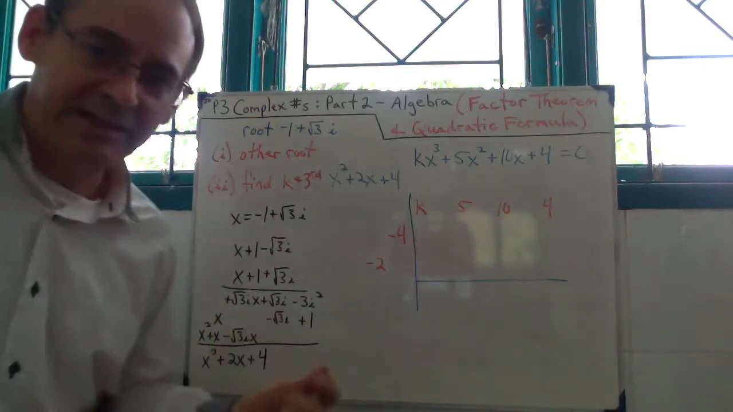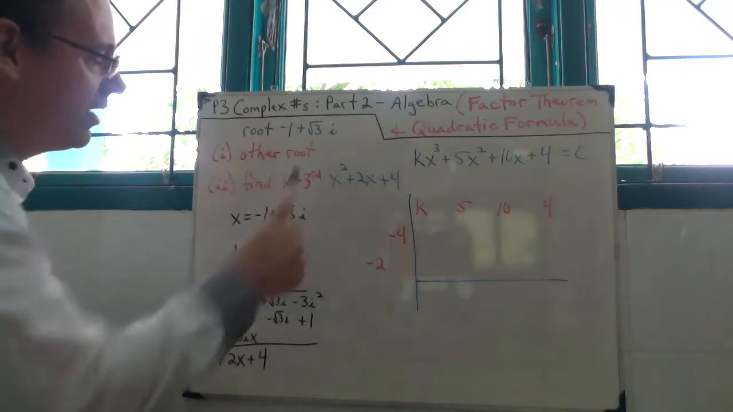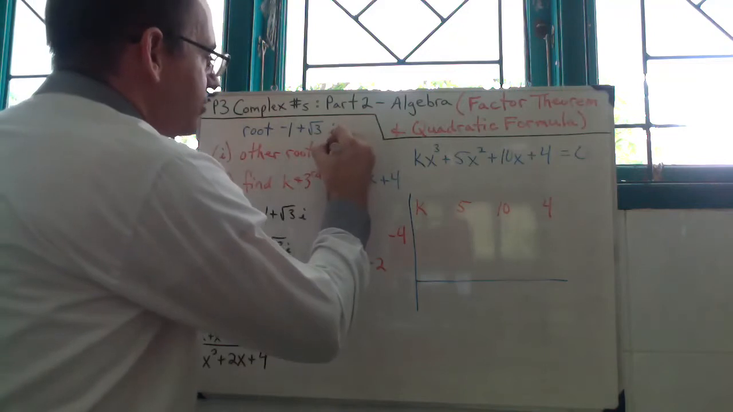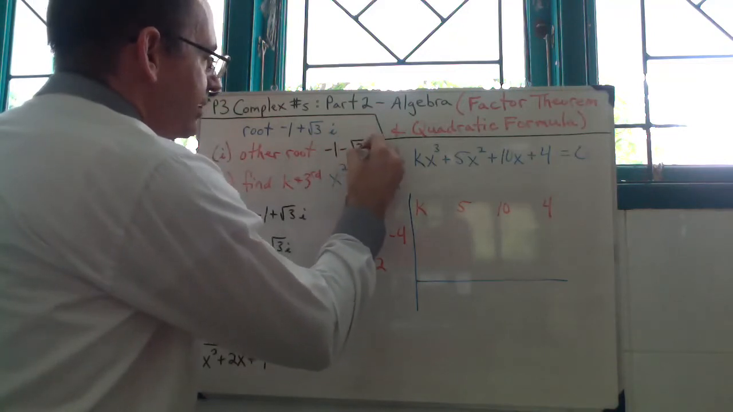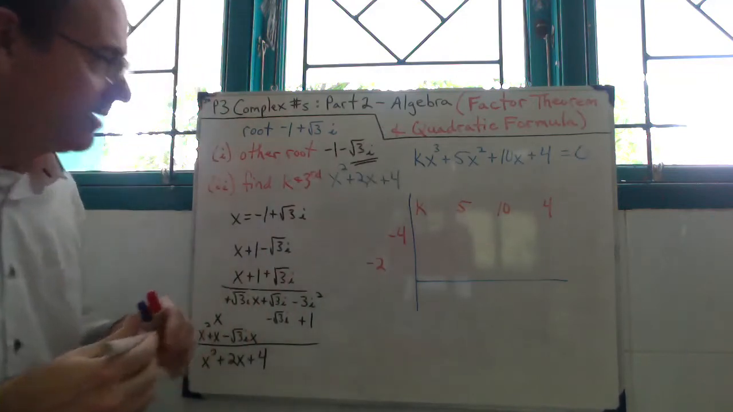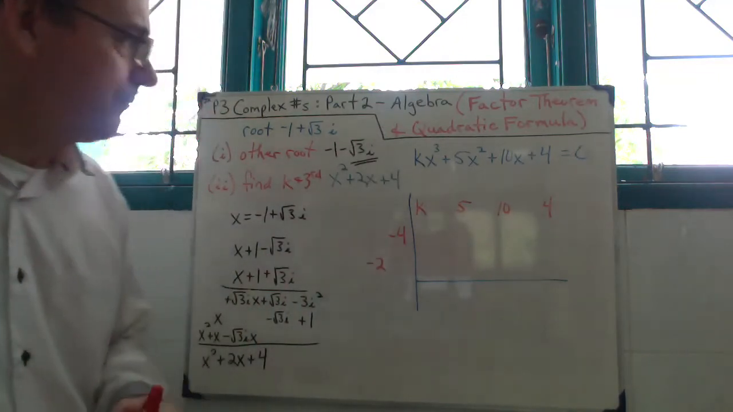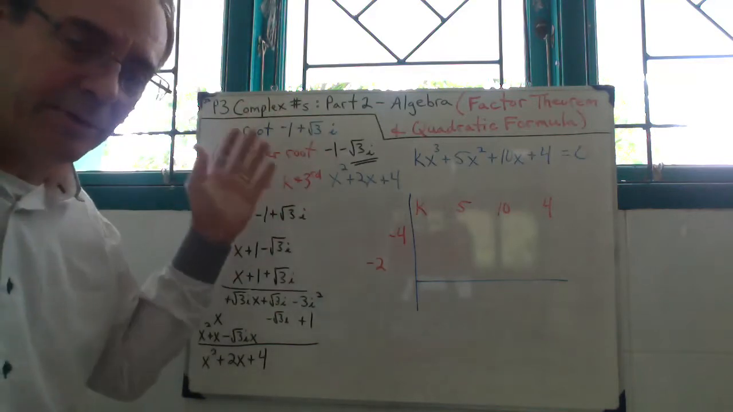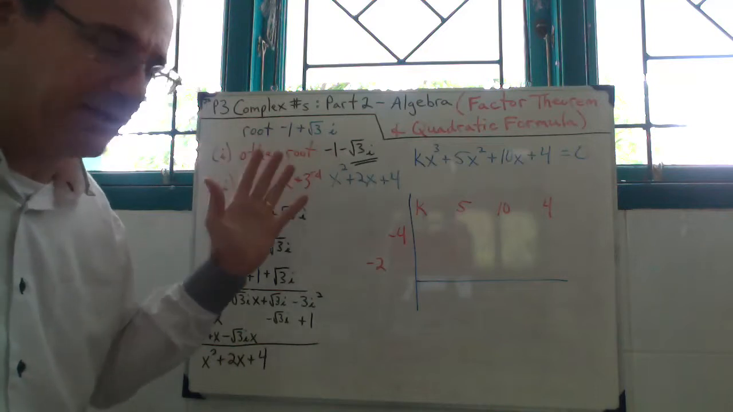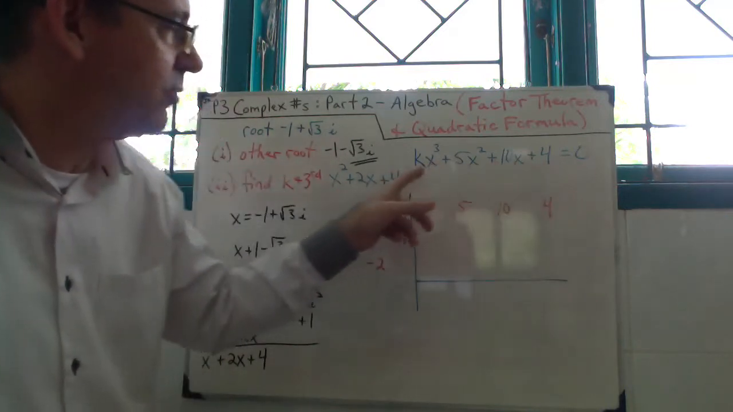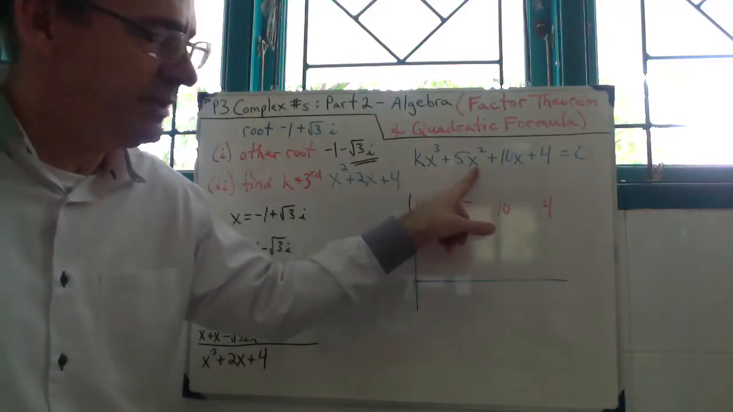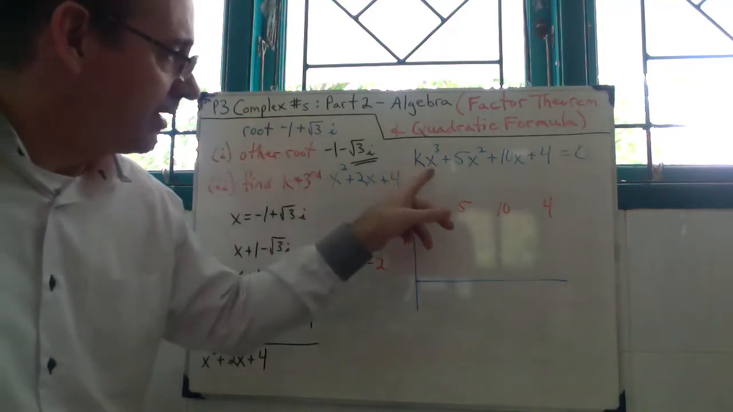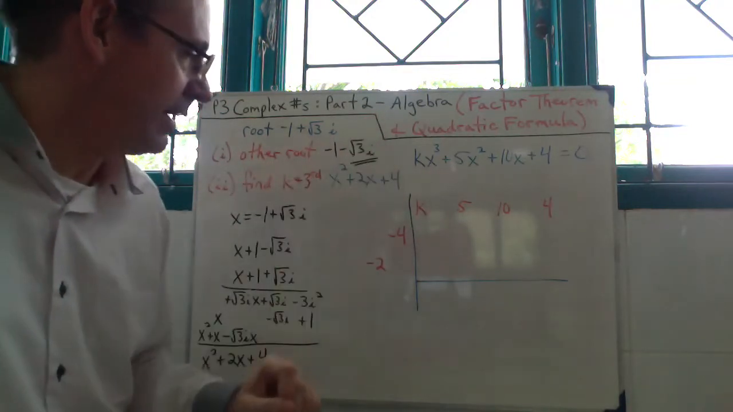Okay, so let's do the easy part first. Let's do the other root. If one root is -1 plus root 3i, then the other root is -1 minus root 3i. So that's that part there. That's quite easy. In this particular example, they didn't give us the variable in front, like u equals or z equals, so we can see from the polynomial that this is going to be x. X equals -1 plus root 3i. X equals -1 minus root 3i.